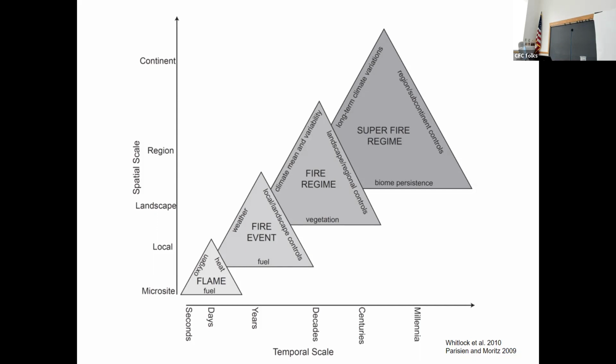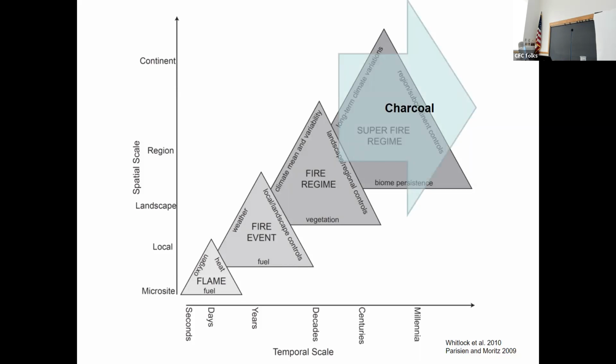That's long-term climate variations. The Holocene was talked about in the previous talk. Continental controls and biome persistence, okay? And we can actually understand fire at each of these levels. And what's amazing to me is that as humans, we can override all of this. It's an incredible power that we have as people to really influence at all levels what's going on here.